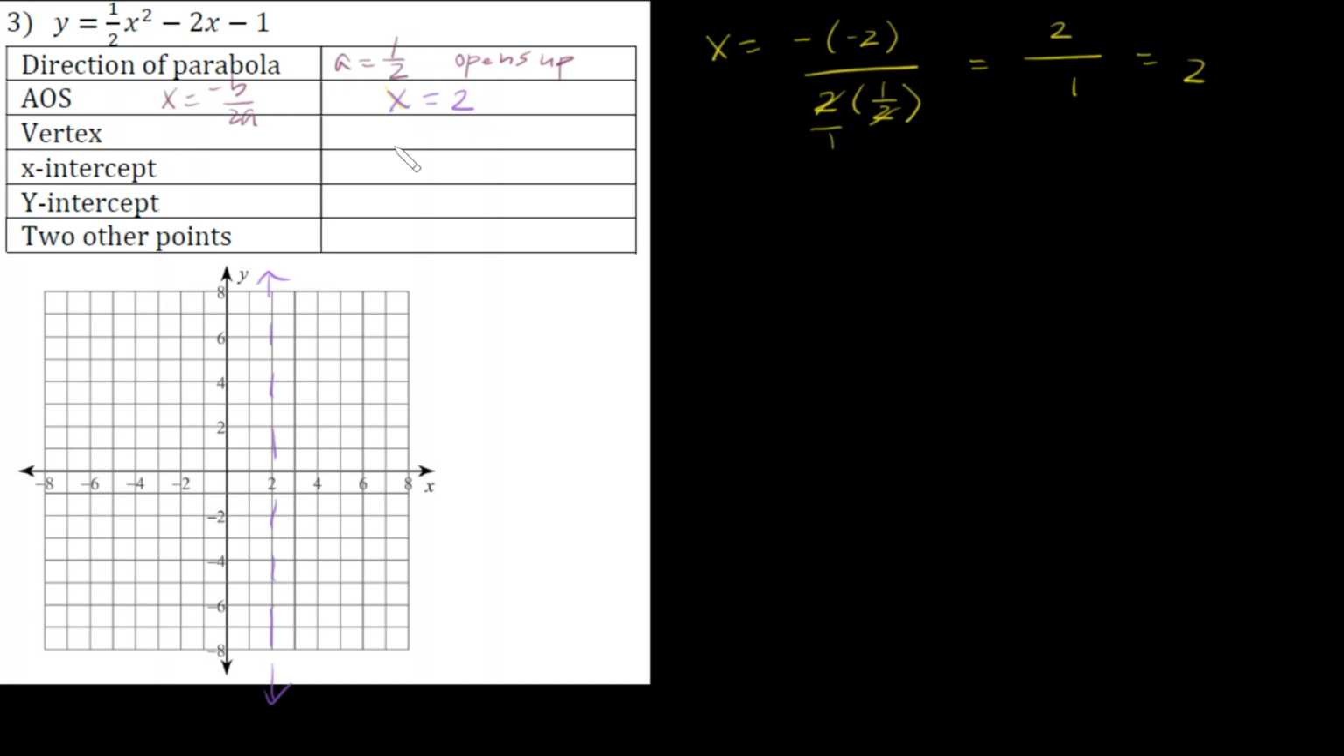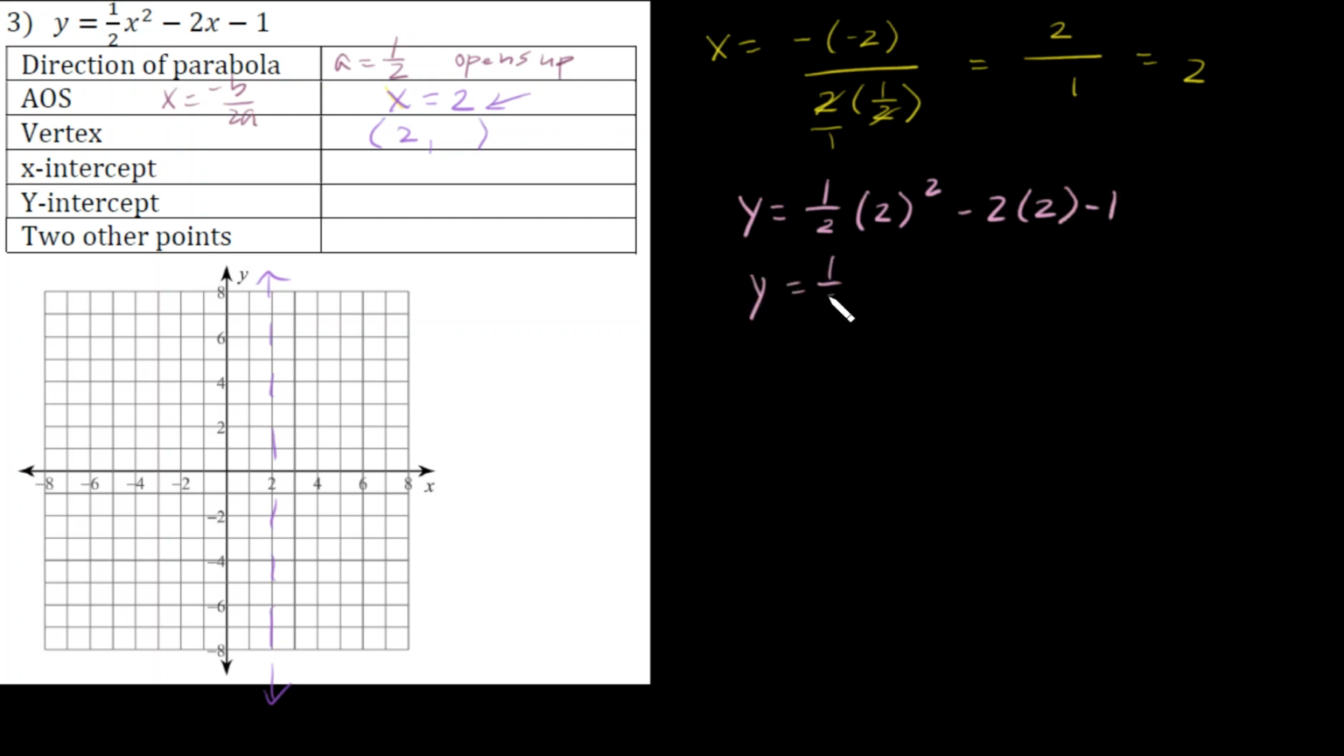Now the vertex, how do we get the vertex? It's a coordinate. We know the x value. It comes from the axis of symmetry. That's our x value. How do we know our y value? Well, we substitute it into the equation. So y equals 1/2 times 2 squared minus 2 times 2 minus 1.